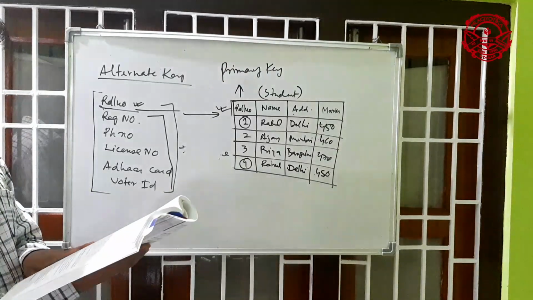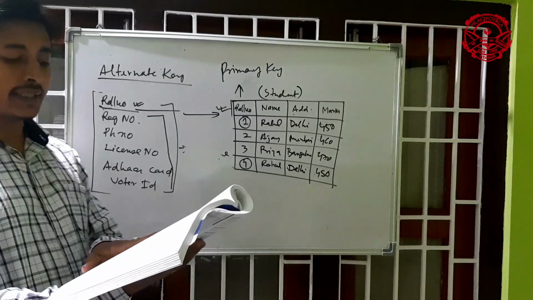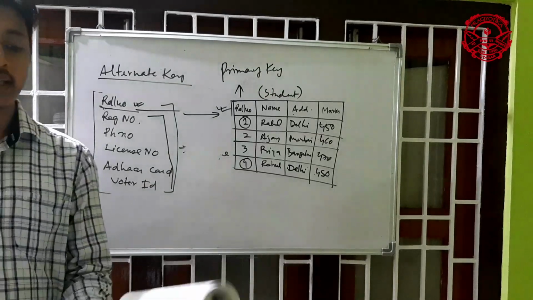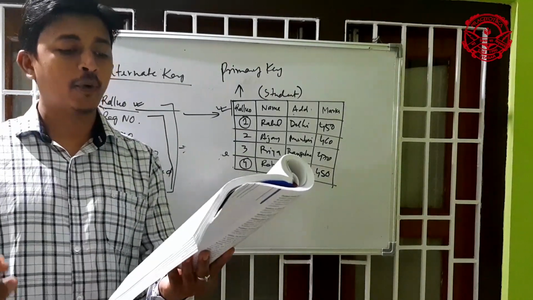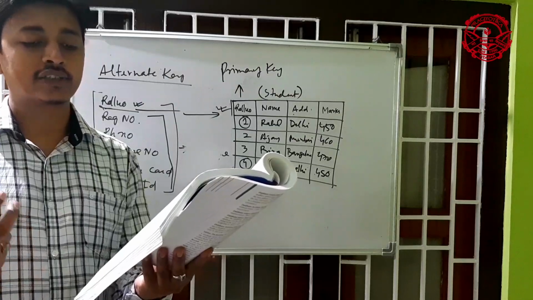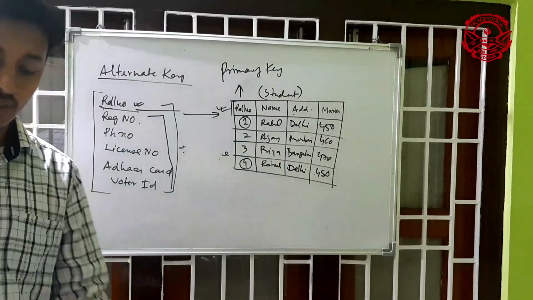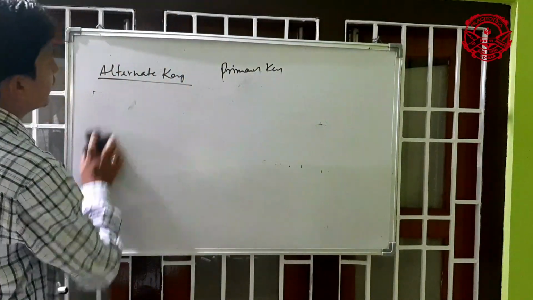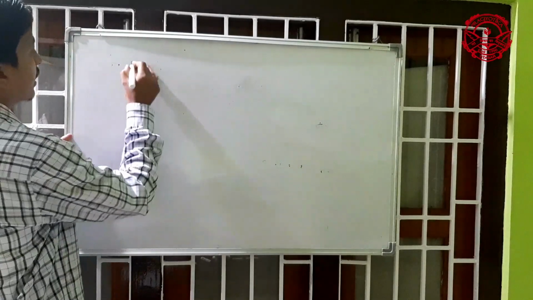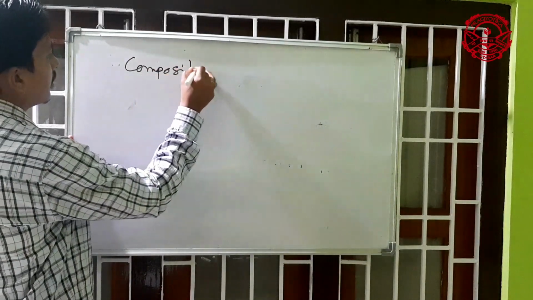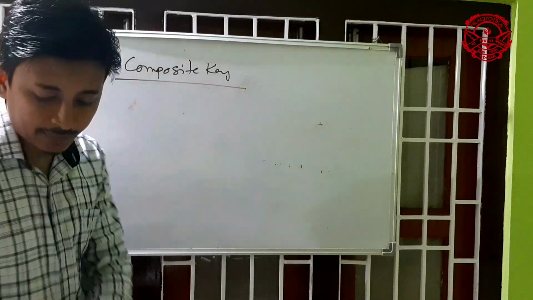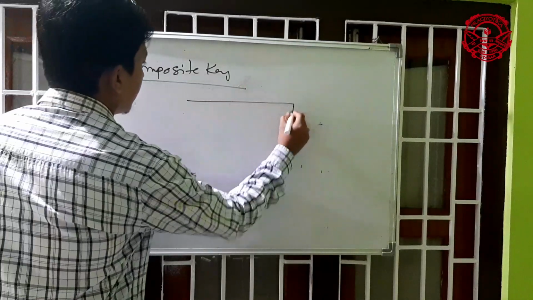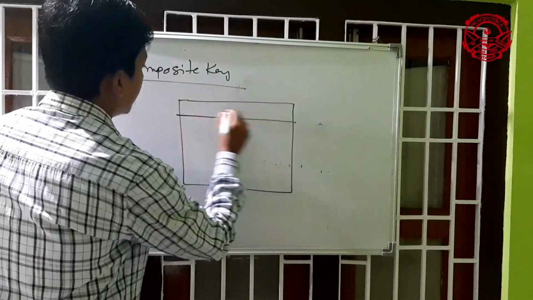Now the last item is the composite key. A primary key that is made up of more than one attribute is known as a composite key. For example, I am giving an example. In the book you can see here the composite key. In the book there is a table given here. I am just writing this table again. You can see this table.